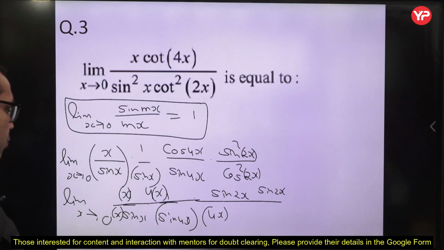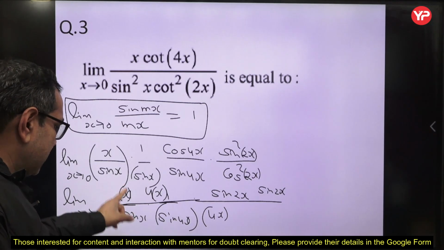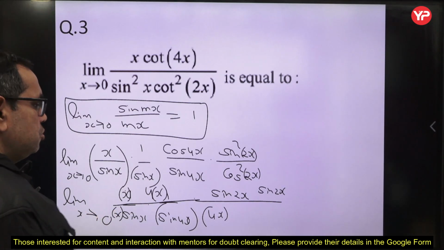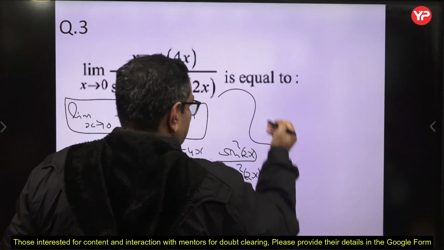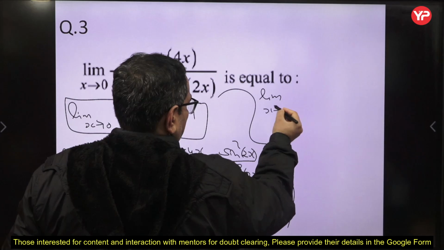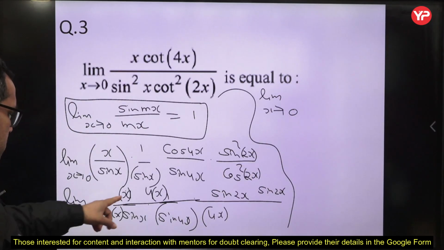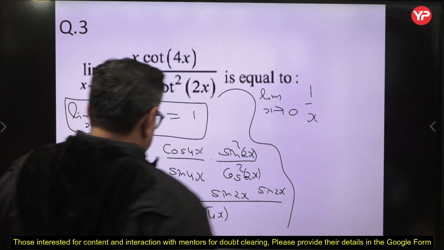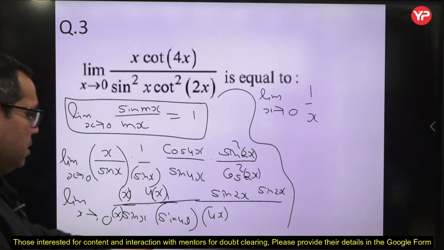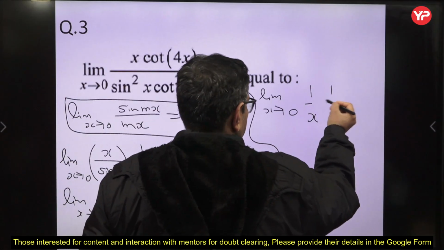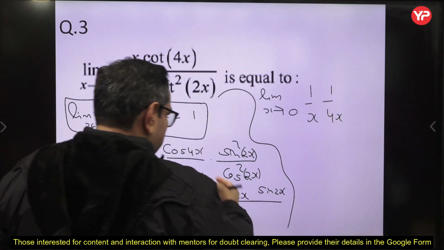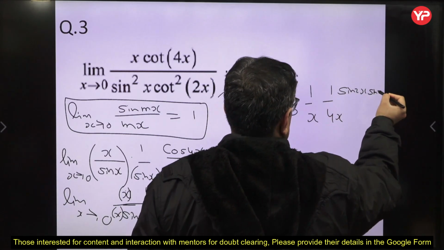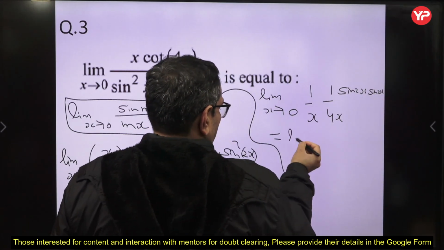Now what do I get? This x upon sin x becomes 1. This 4x upon sin 4x becomes 1. So finally we can write the result as limit x tends to 0, x upon sin x which is 1, so we are having 1 upon x here, and then 4x upon sin 4x is 1, and we are getting 1 upon 4x here also, right? This one, and then we are getting sin 2x. So now I hope you all understood.